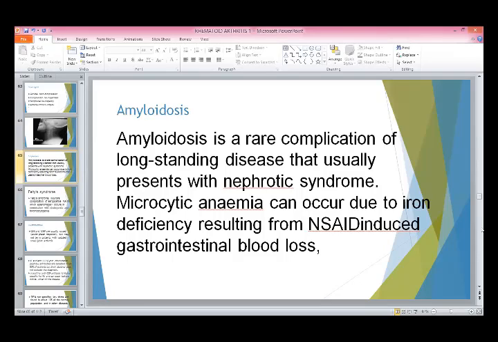Amyloidosis is another complication of rheumatoid arthritis. Amyloidosis is a rare complication of long-standing disease that usually presents with nephrotic syndrome. It can also cause microcytic anemia. Microcytic anemia can occur due to iron deficiency resulting from NSAID-induced GIT loss. So most of the patients, we put them on NSAIDs, and because of chronic use of these anti-inflammatory drugs, there's some bleeding from the GIT that leads to iron deficiency anemia.